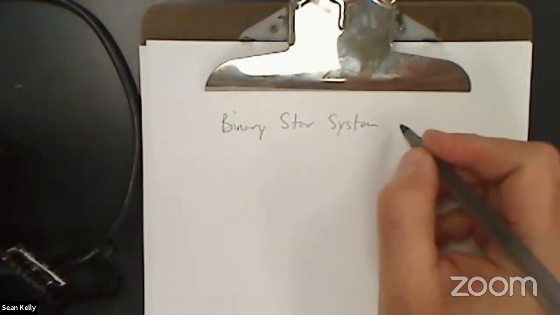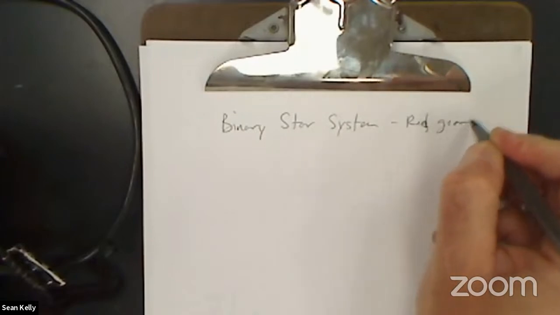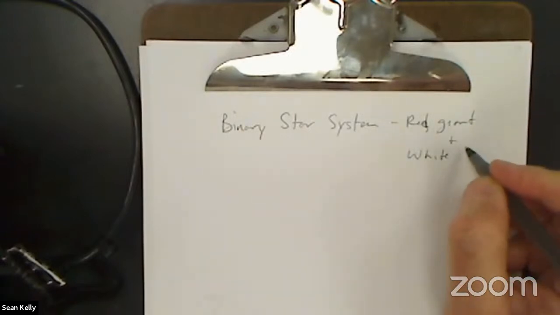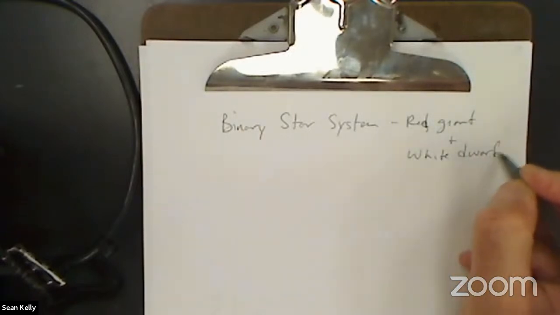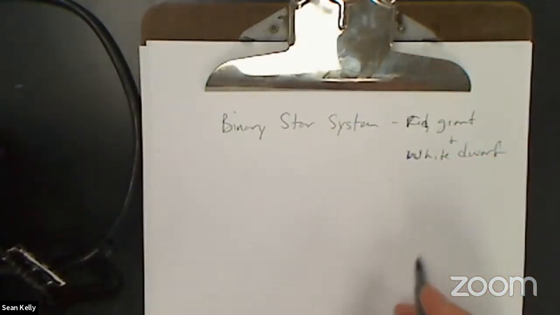So a binary star system with a red giant and a white dwarf. Okay, red giant and white dwarf.